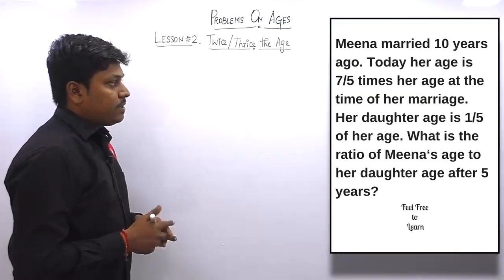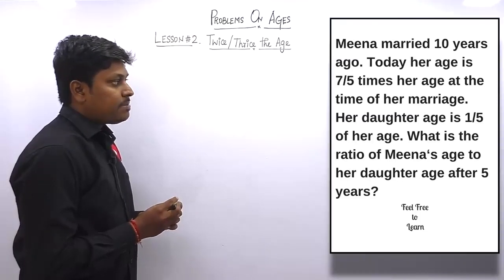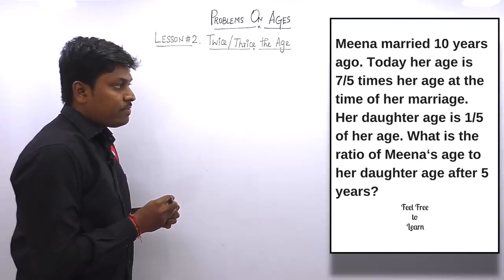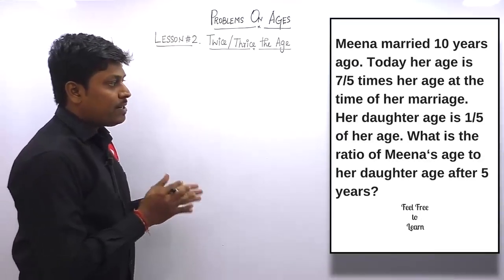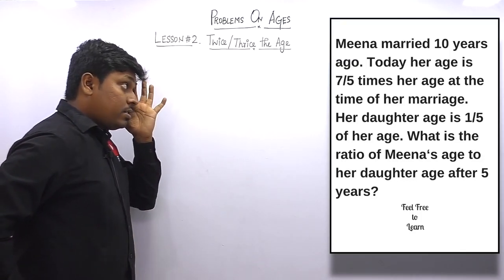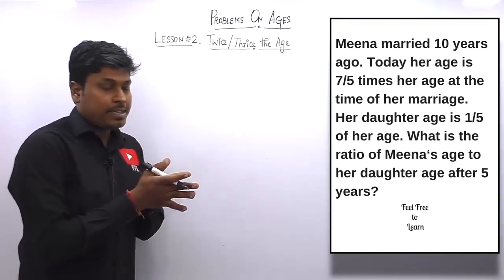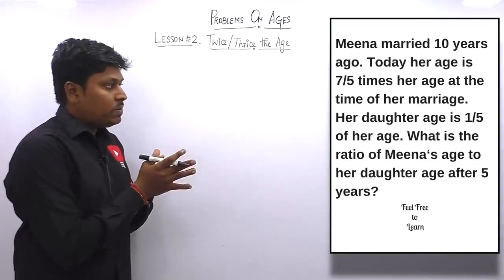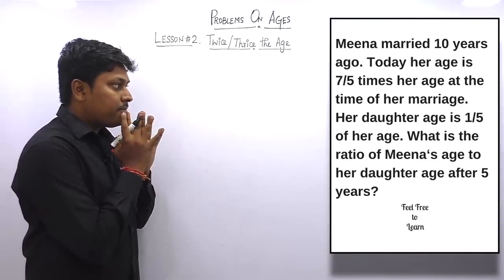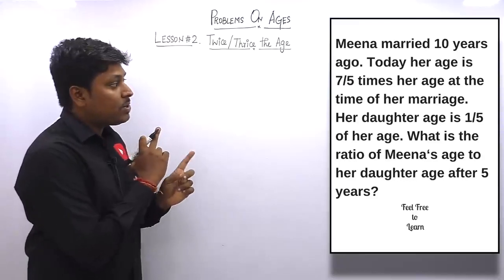Question number 7. Meena married 10 years ago. Today her age is 7 by 5 times her age at the time of her marriage. Her daughter's age is 1 by 5 of her age. What is the ratio of Meena's age to her daughter's age after 5 years? So what they are saying is, Meena married 10 years ago. They are talking about the person Meena, about the past because of 10 years ago, and also about today.